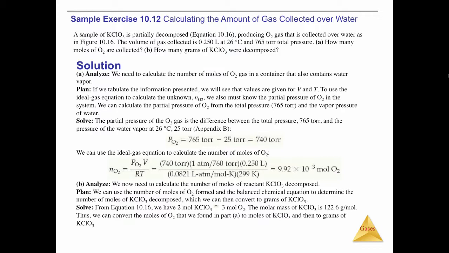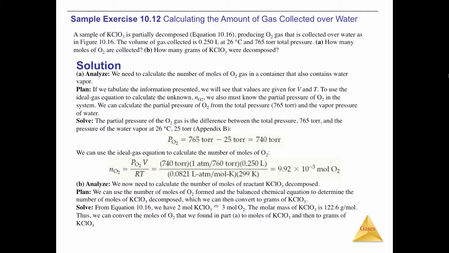Now that we know the pressure of just the oxygen, we're converting torr to atmospheres with that conversion factor, and then multiplying by the volume in liters and dividing by our ideal gas law constant in the right unit, multiplying that by our temperature in Kelvin, making sure again that all of our units are canceling appropriately. We get that the moles of oxygen is 9.92 times 10 to the negative third.